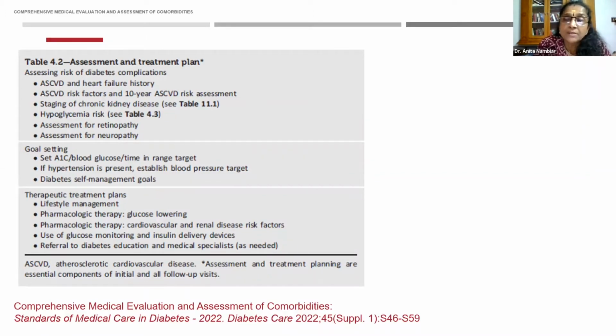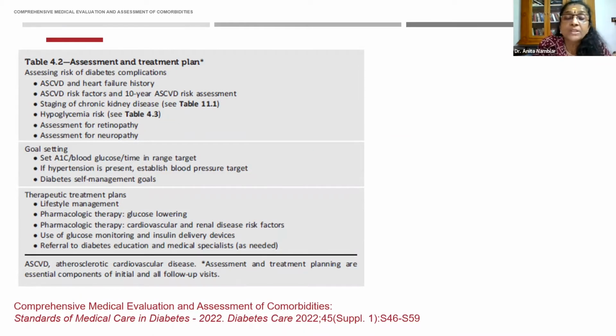As I said earlier, many disciplines are involved when we talk about managing diabetes, which I will be talking about a bit later. Now we have to set a goal. After assessing everything, we have to set a goal: what should be the HbA1c level, what should be the fasting and postprandial levels, and what should be the time in range target. And if the patient is hypertensive, we always have to set a target for blood pressure levels, and also a diabetic self-management goal.